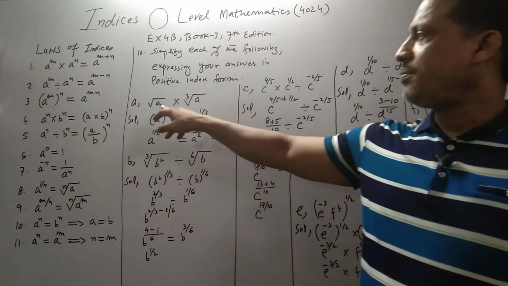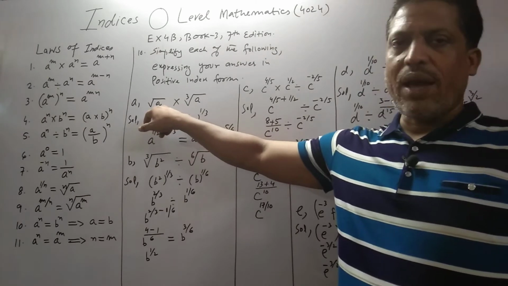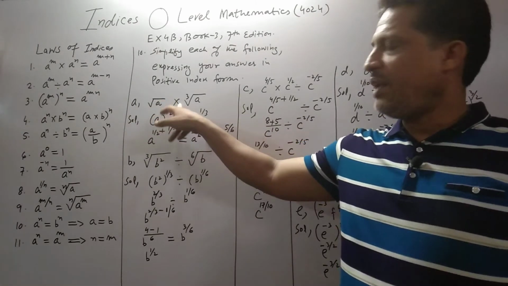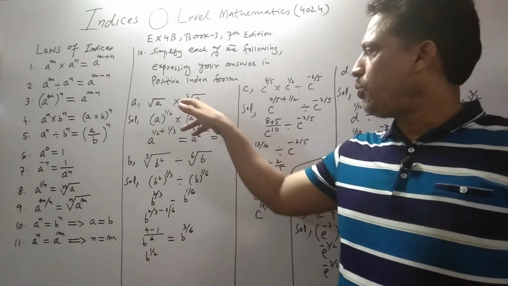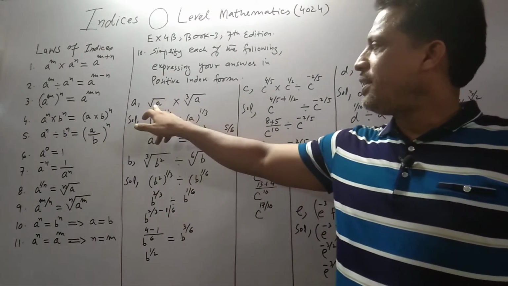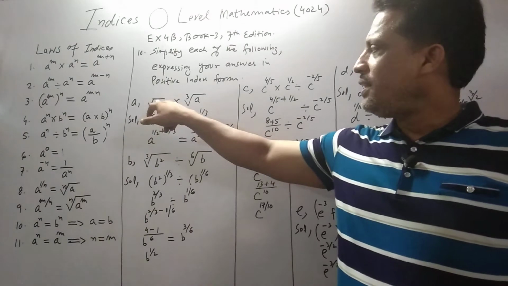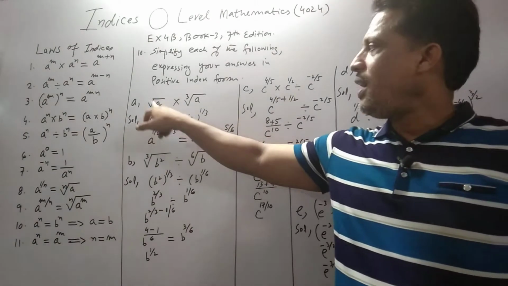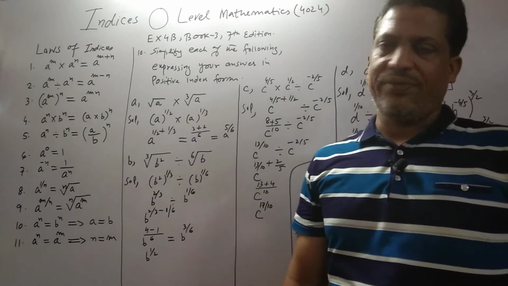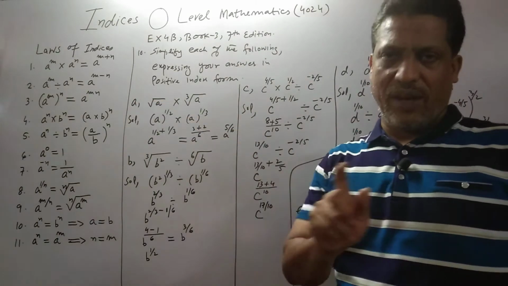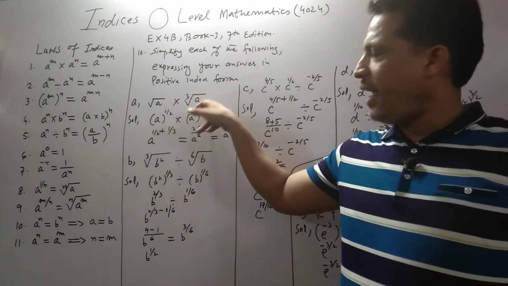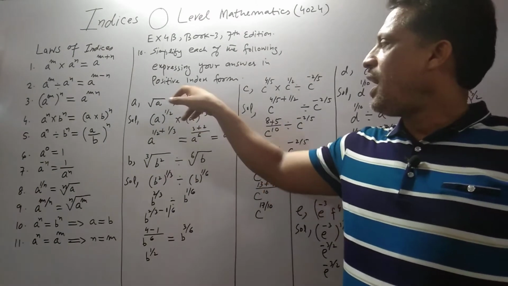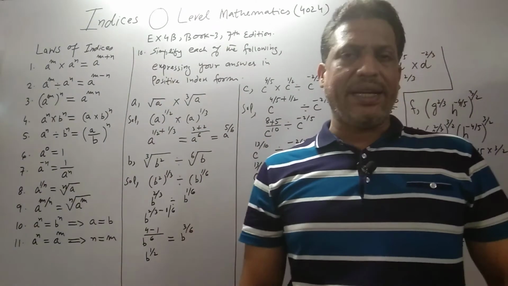See part A, square root of A multiplied by cube root of A. In the square root, the radicand is A and the index is half, because if nothing is written then it is 1 upon 2. In the cube root, A is the radicand and 3 is the index.